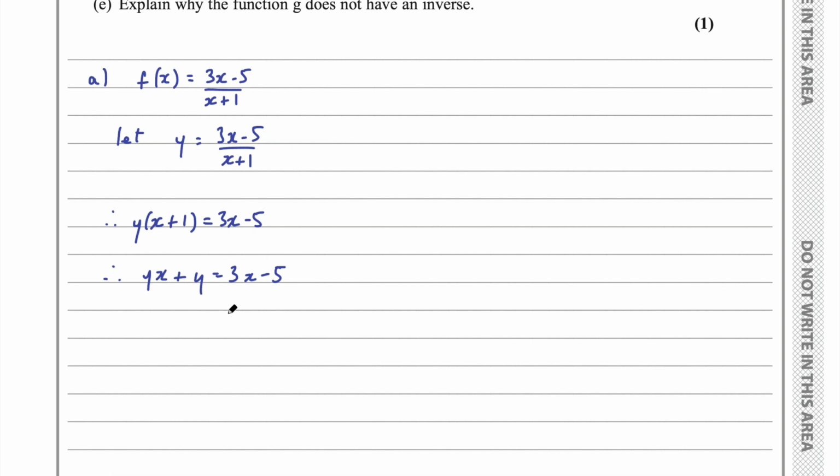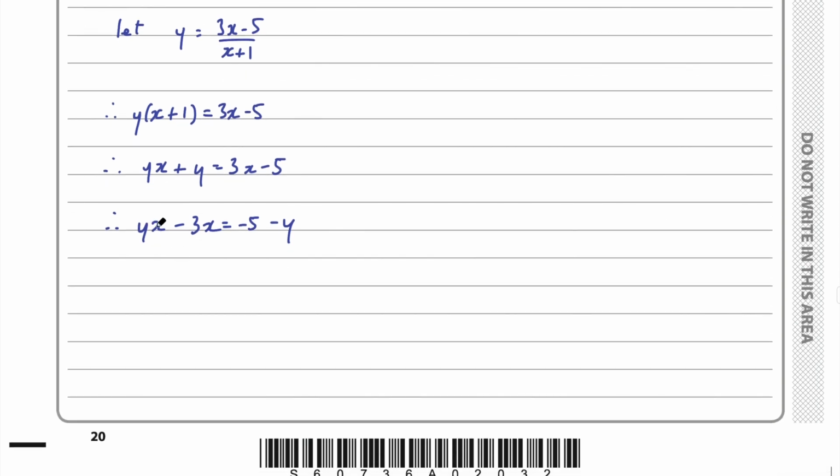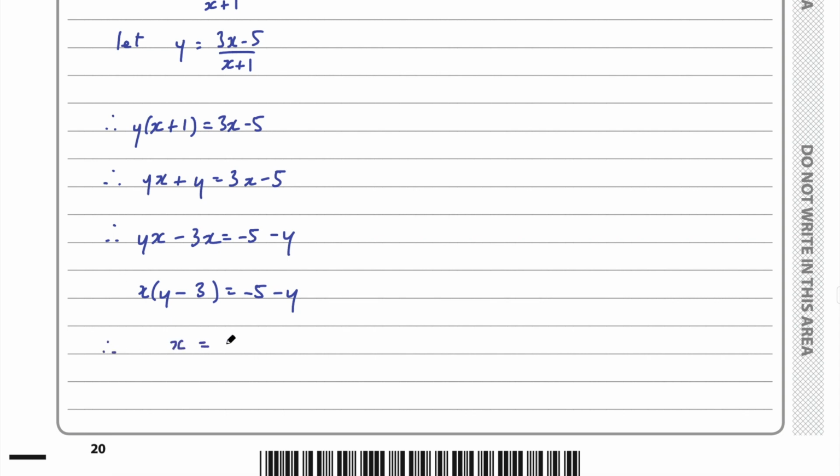And then we want to combine all of the x's together. So I'll bring that 3x over to the left-hand side and take the y from the left-hand side over to the right. So therefore we'll have yx take 3x equals negative 5 take y. And then on the left-hand side I have yx take 3x, so I can factorize the x out of those terms. So we'll have x multiplied by (y take 3) equals negative 5 take y. And now you can see if I divide by y take 3, I'll be left with x by itself on the left-hand side. So therefore x equals (negative 5 take y) over (y take 3).